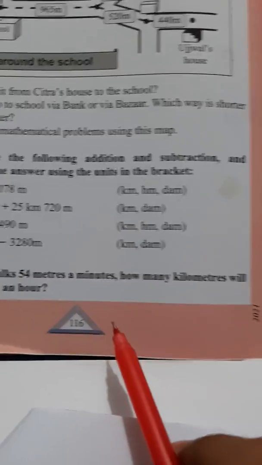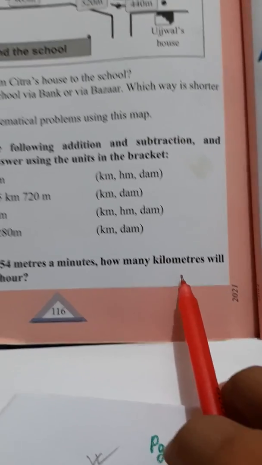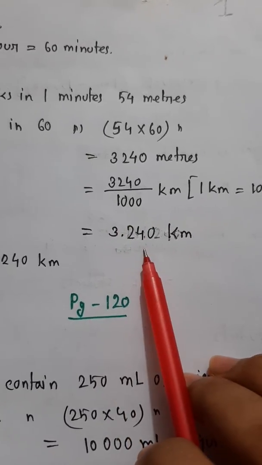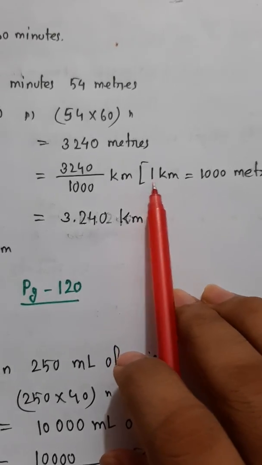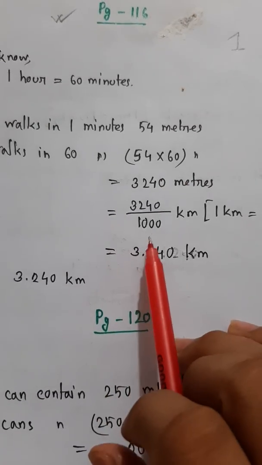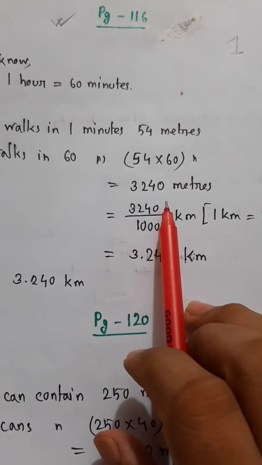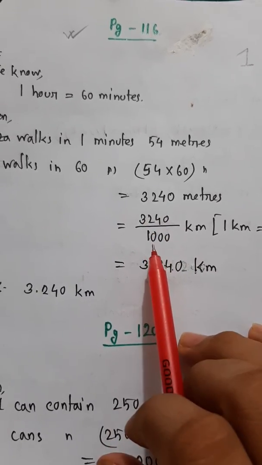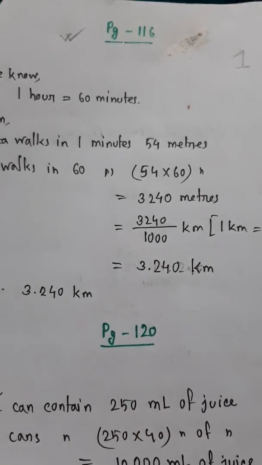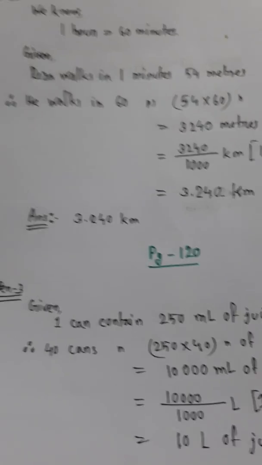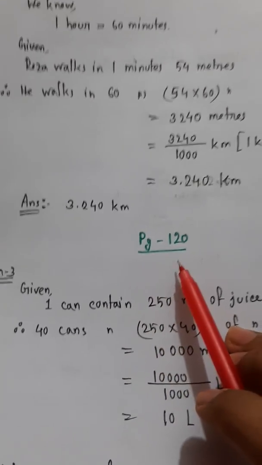But we express the answer in kilometers. So we divide meters by 1000, then we get kilometers. We know 1 kilometer equals 1000 meters. The decimal moves to the left side by 3 digits, 1 2 3. So 3 decimal 240 kilometers. It's our answer. Then we get page number 120.